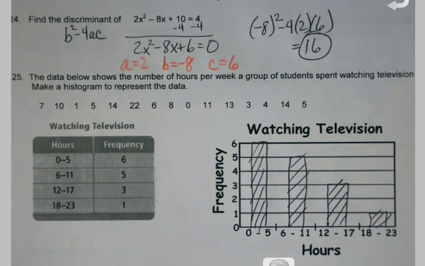And I'm set. Don't have to find the mean, the median, the mode, any of that stuff. Now, will that be on the other one? Maybe. But for this one, no. And that's about it.